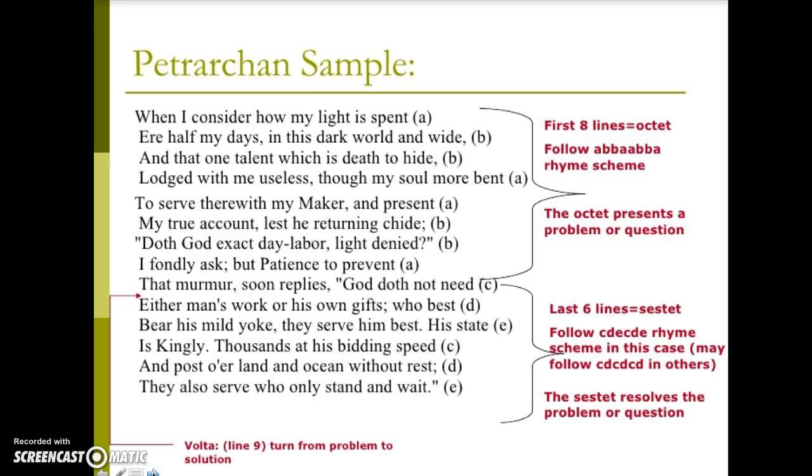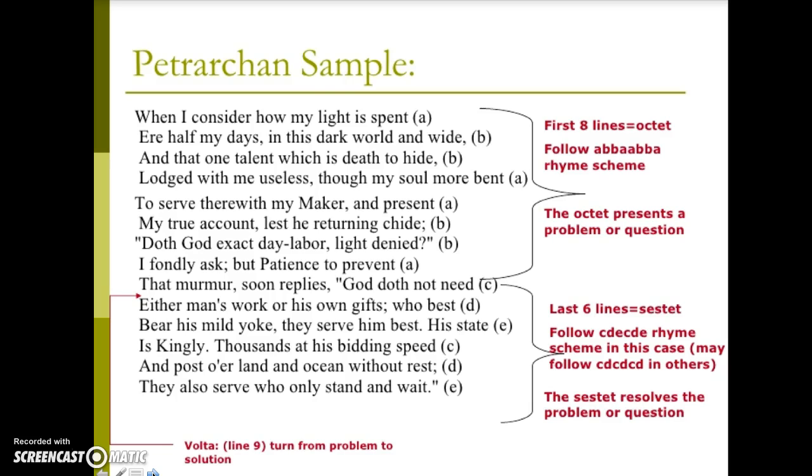So here's an example of a Petrarchan poem. I'm not going to read it for you. You can pause the video and read it for yourself, but you'll see that the first 8 lines are an octet, following the traditional A-B-B-A rhyme scheme. The octet presents a problem or a question. If you pause this video for a second and read the poem and think about what the writer is trying to tell you in those first 8 lines, you'll see that it's a problem or a question, so think about what kind of problem or question it is. And go ahead and answer the question that will pop up here in just a second.